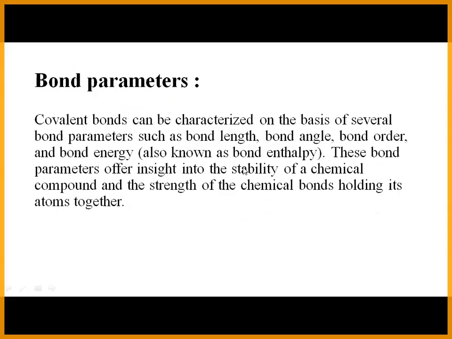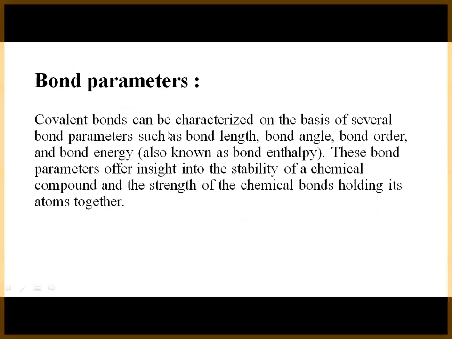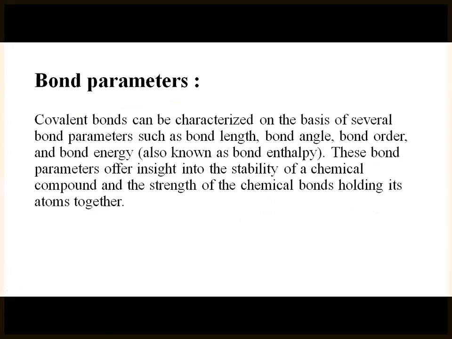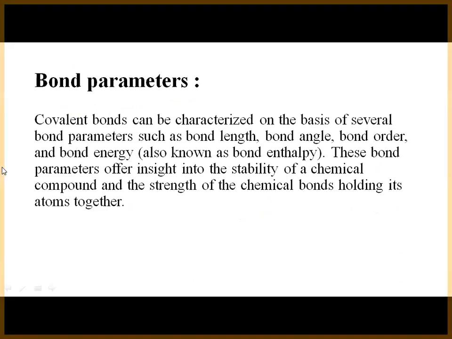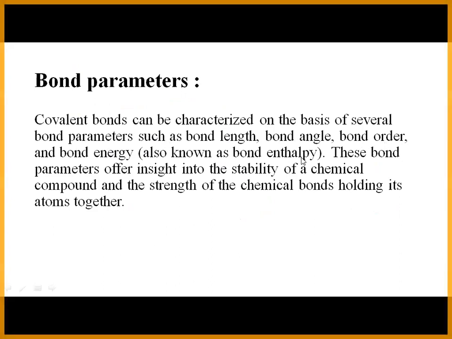Fine. Okay. Bond parameters. So what are bond parameters? Covalent bonds can be characterized on the basis of bond parameters such as bond length, bond angle, bond order, bond energy. Bond energy is also known as what? It is also known as bond enthalpy. In some cases, it is also known as dissociation energy. Okay, fine. So let us try to understand.